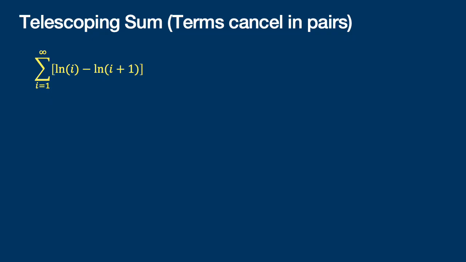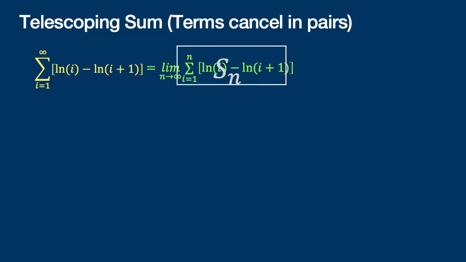So we're going to write the definition of this infinite series. That's going to be the limit as n approaches infinity of the partial sum Sn. The partial sum is going to be the summation from i equals 1 to n of ln i minus ln(i+1). So let's find the partial sum of this infinite series.